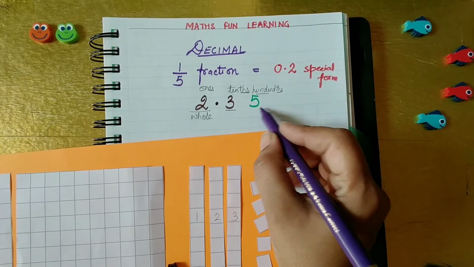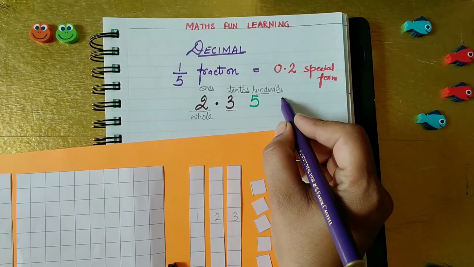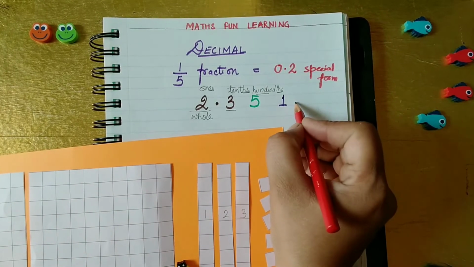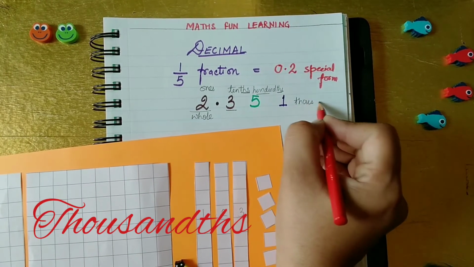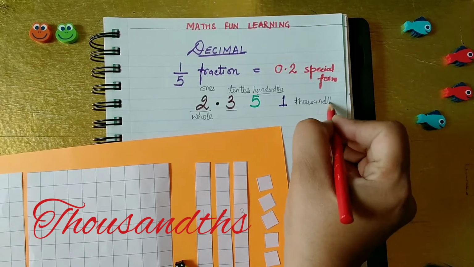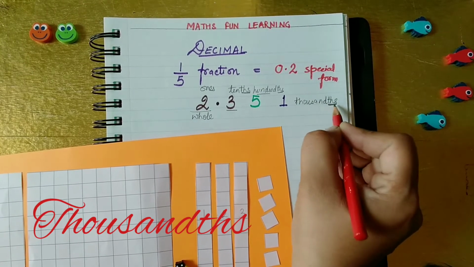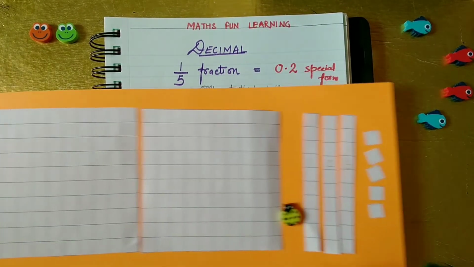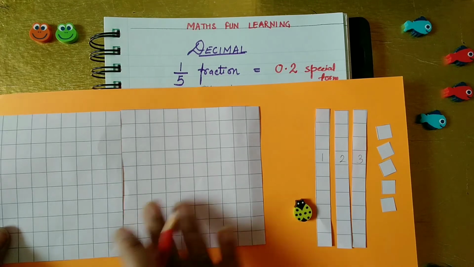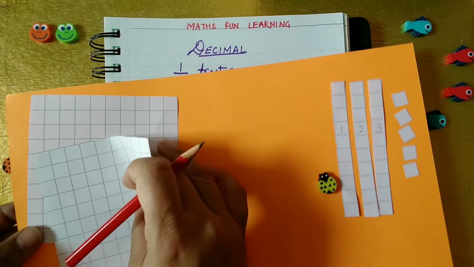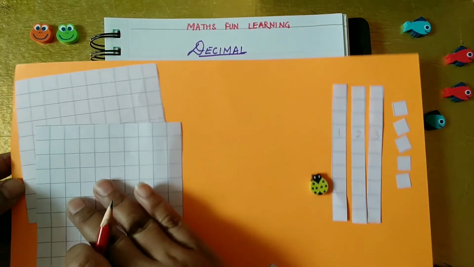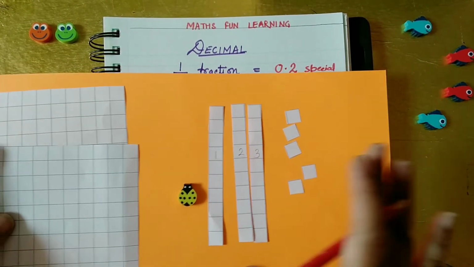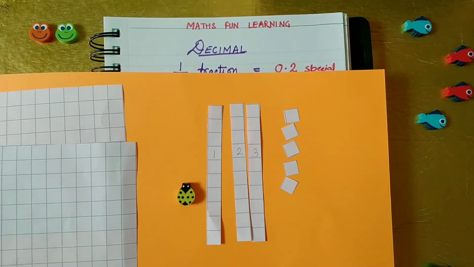Okay, here 5, and then let's take 1. The placement of this 1, I'll write in front of this: thousandths. THS. Do not forget to write THS after the name. That means this is the piece. So I'll just shift my squares a little here. I think it is visible. Okay, 2.35. So now we need slices.